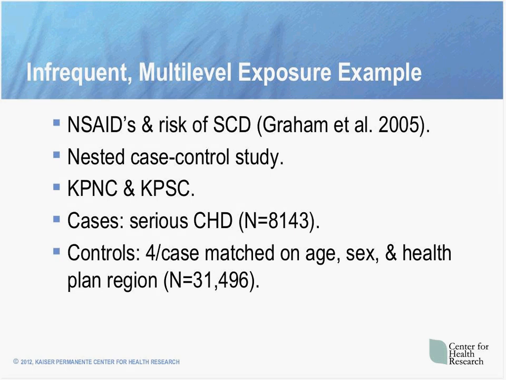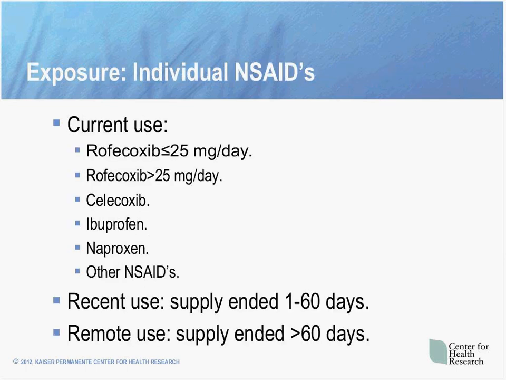8,000 cases, about 30 controls, so about 4 controls per case, matched on age, gender, and health region. So the exposure levels we were looking at were individual end states. You looked at low dose and high dose. High was the medication of interest.